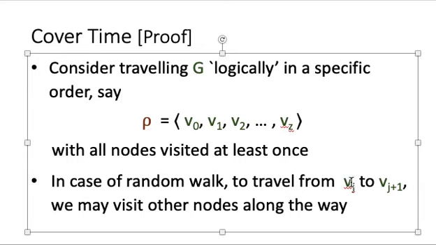So here, this is what I was just mentioning. In case of random walk, when we traverse from Vj to Vj plus 1, we may visit other nodes along the way. So it doesn't matter whether V1 and V2 are connected or not by an edge. It doesn't matter whether each two adjacent nodes are connected by an edge or not.